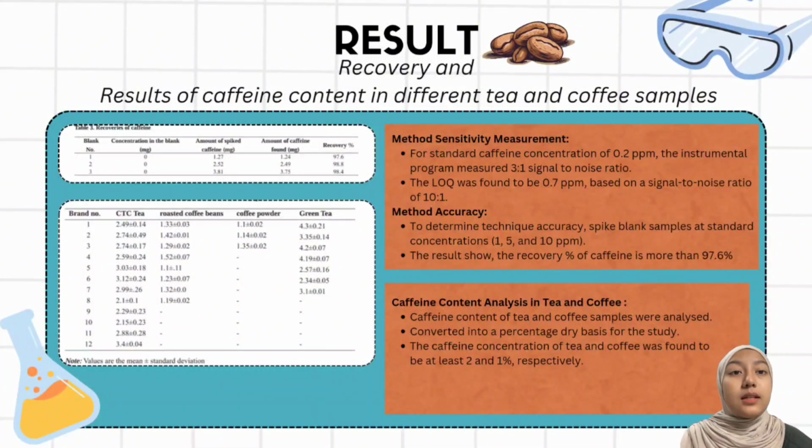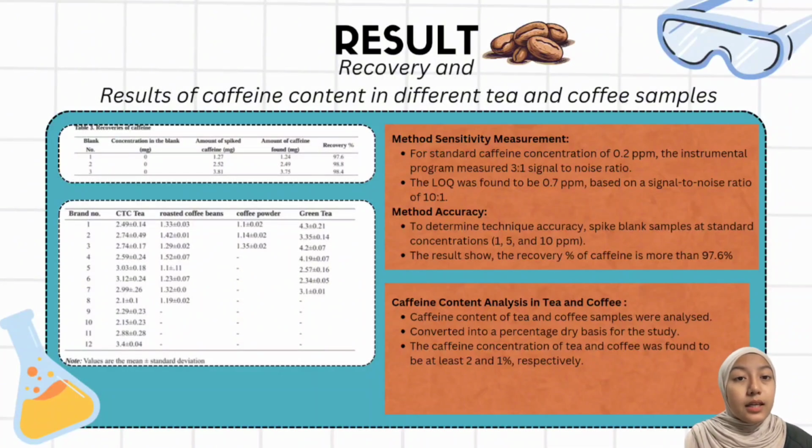Besides, for method sensitivity measurement, for a standard caffeine concentration of 0.2 ppm, the instrumental program measured a 3:1 signal to noise ratio. The LOQ was found to be 0.7 ppm based on a signal to noise ratio of 10:1. The second one is method accuracy. To determine technique accuracy, spike blank samples at standard concentrations of 1, 5 and 10 ppm. The results show the recovery percent of caffeine is more than 97.6%.